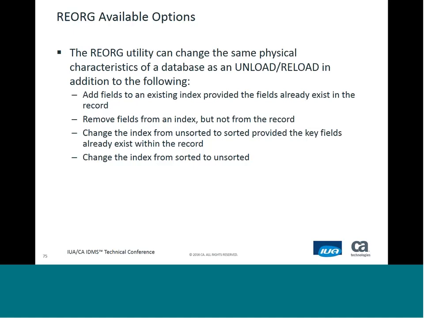In the same way, you can remove fields from the index. You cannot remove the field from the record, but you can change a concatenated key down to a single key, or just remove a single element from a concatenated key that has many elements in it. You can change the index from unsorted to sorted, once again, assuming that the key fields that you're going to define as the sort keys for the index already exist within the record. And you can also change the index from sorted to unsorted.